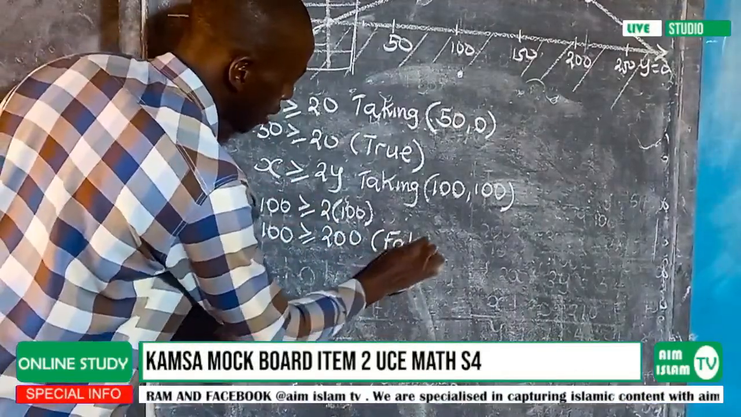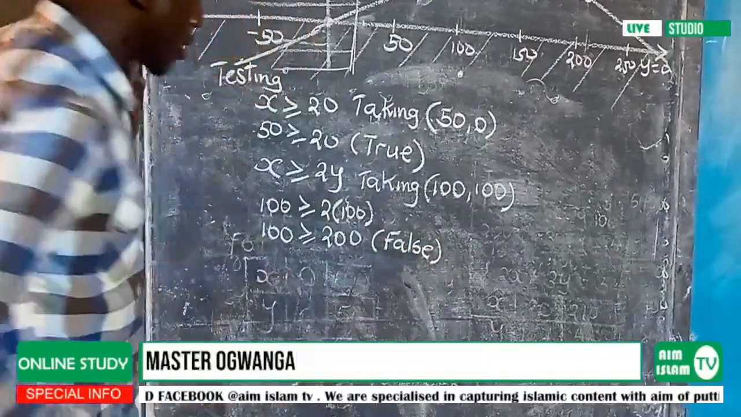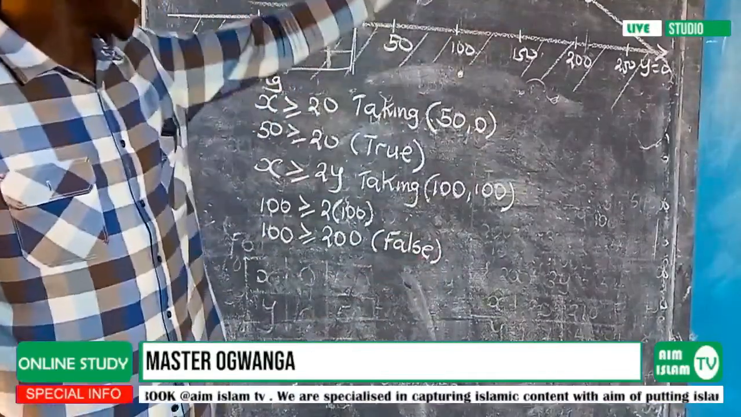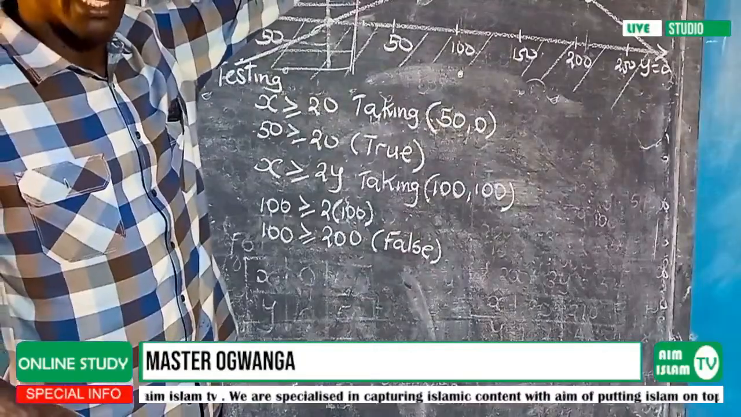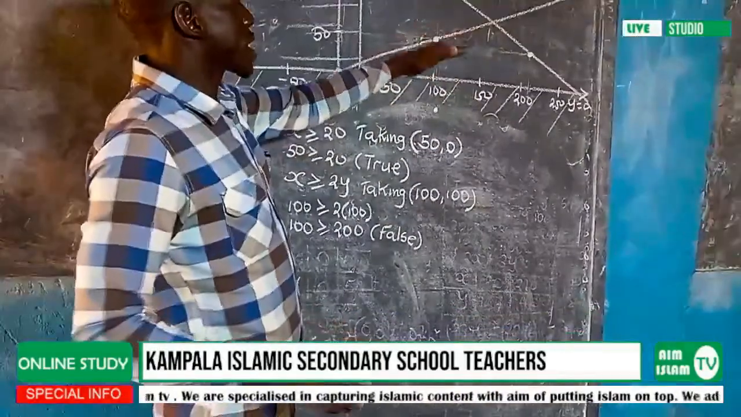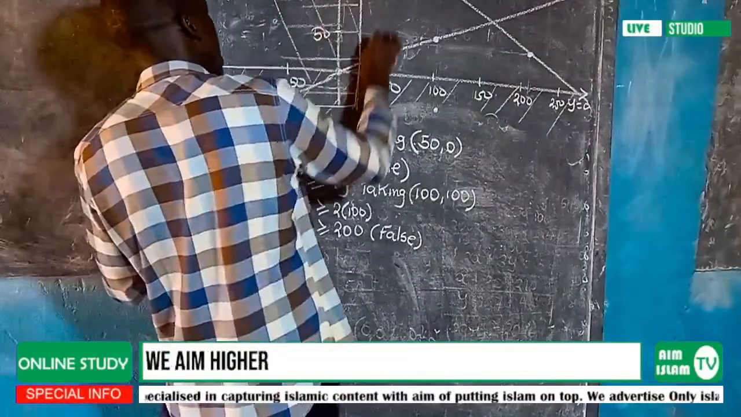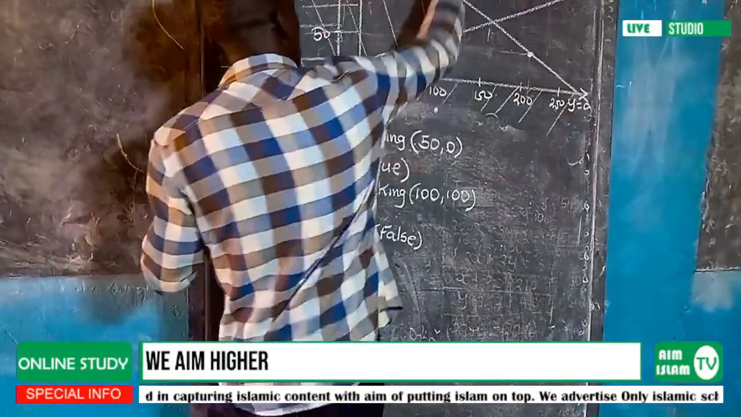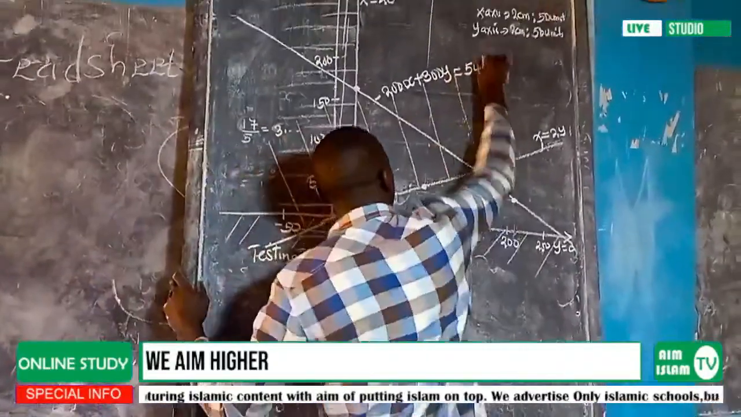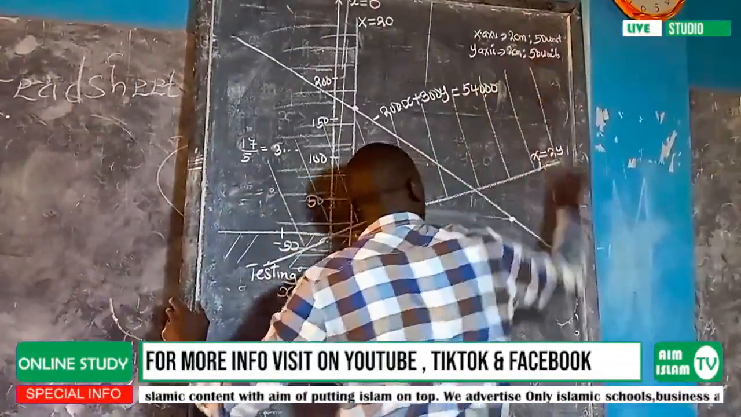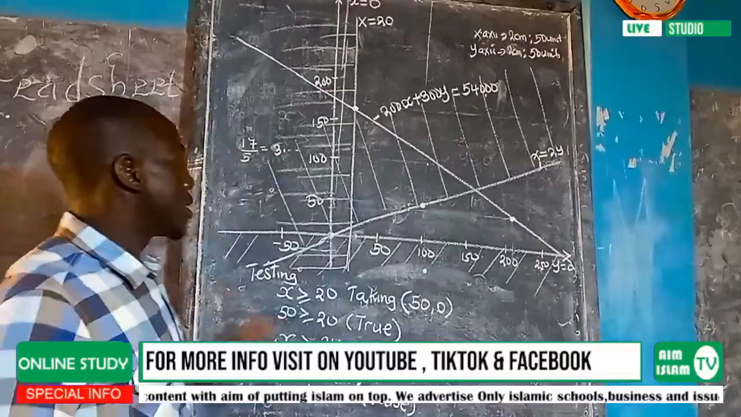This is false. Meaning, if the side we have taken is not a true side, then the remaining side becomes the true side. So this one here will require us now to shade the side where the point was taken from. That is for the second line.